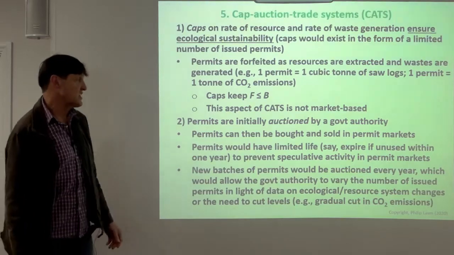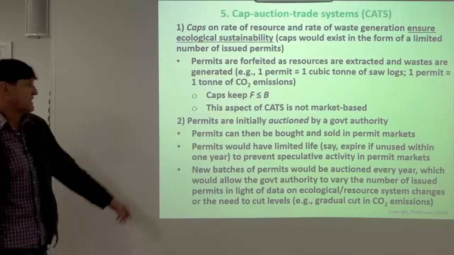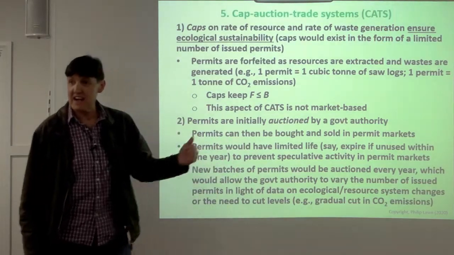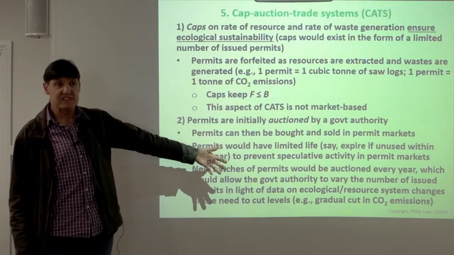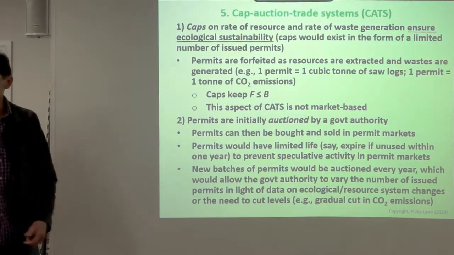Then the permits are initially auctioned by a government authority. Permits can then be bought and sold in permit markets. Now there's been a lot of talk about how this can lead to speculation, because if you're limiting the supply of something, that usually pushes up its price. So someone buys a permit and watches the permit price go up, and they don't buy the permit to access resources. But permits would have a limited life. They might expire if unused.